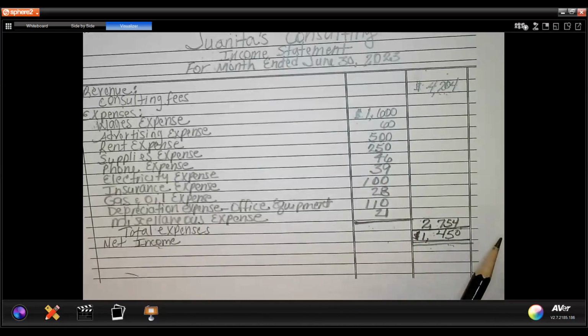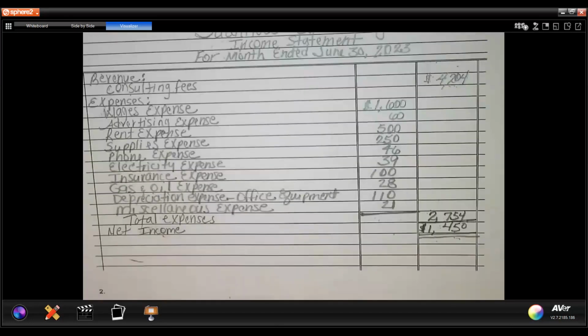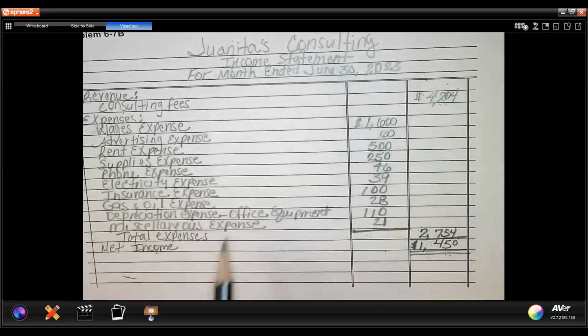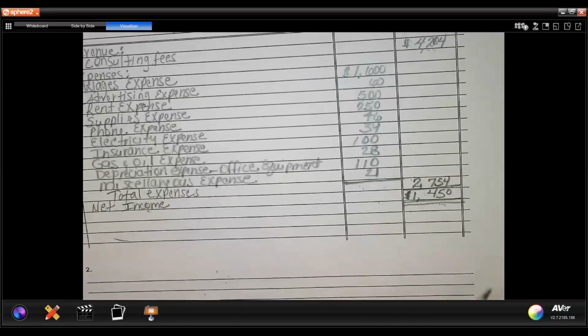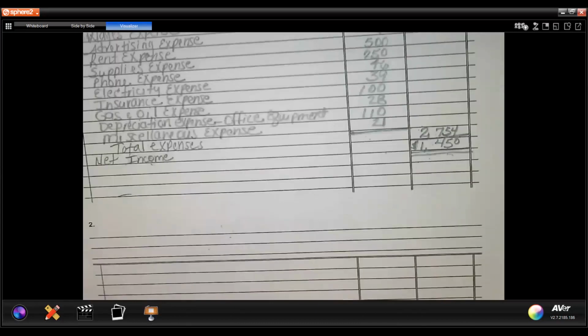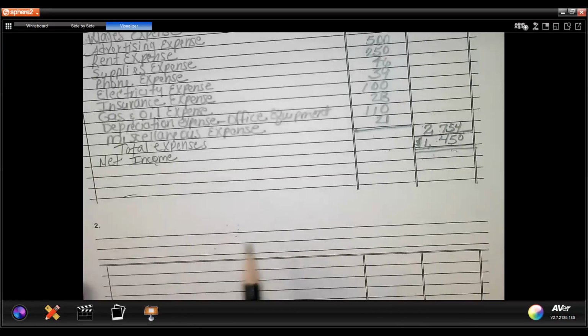Okay, so now let's move on. Our next statement, the second statement that we will prepare, is going to be our statement of owner's equity. Remember, as I stated earlier, you always complete your income statement first, because you need to know whether or not you have a net income or a net loss in order to complete your statement of owner's equity. So in this case, let's move on. We're going to move down here to number 2, and this number 2 is going to be our statement of owner's equity. Again, we're going to fill out this section the same way.